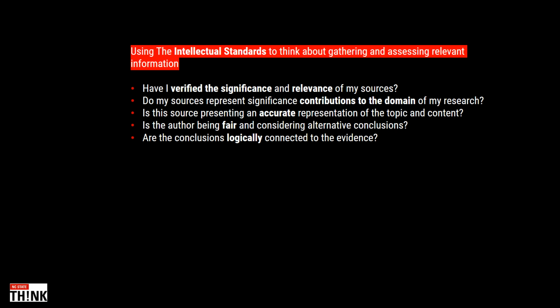Some of the questions that we want our students to ask of the materials they gather might be, have I verified the significance and relevance of my sources? Do my sources represent significant contributions to the domain of my research? Is this source presenting an accurate representation of the topic and content? Is the author being fair and considering alternative conclusions? And are the conclusions logically connected to the evidence?